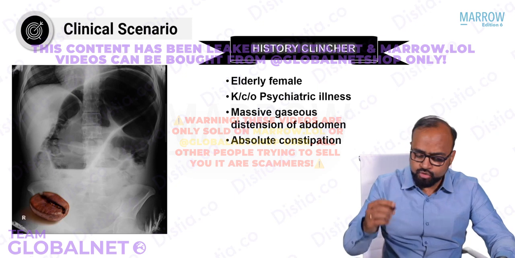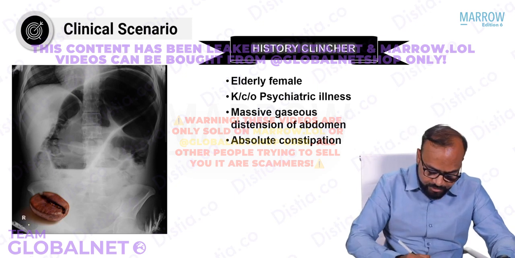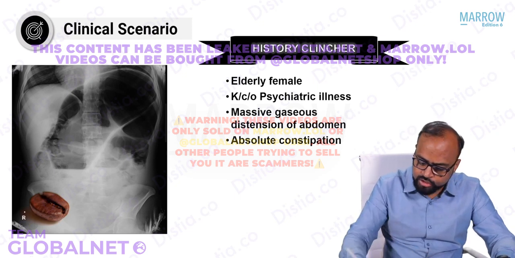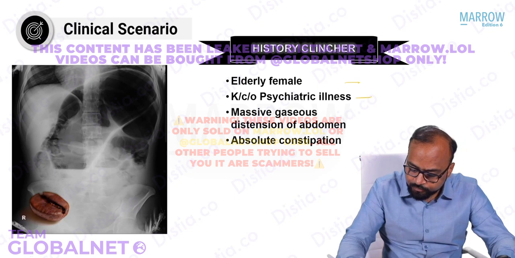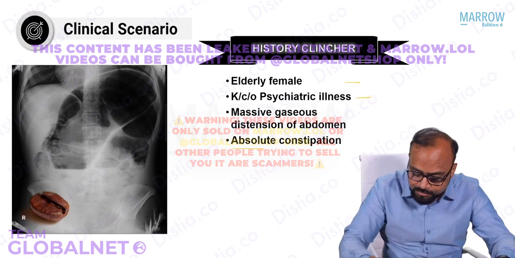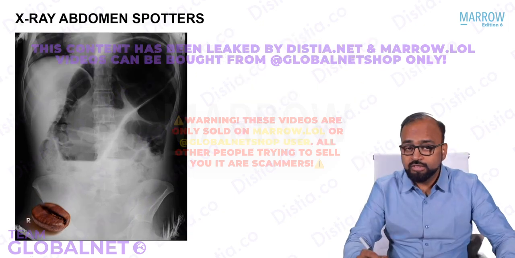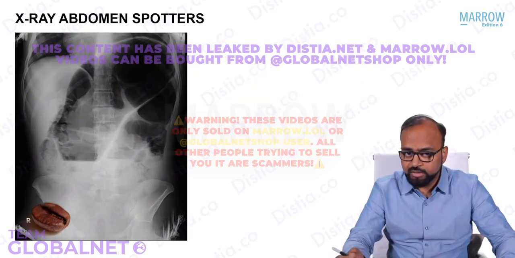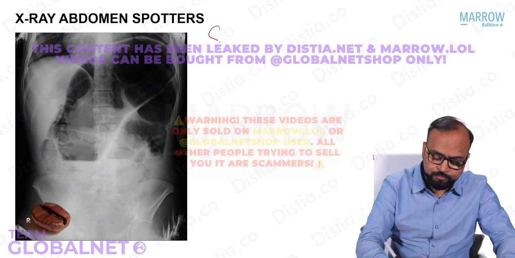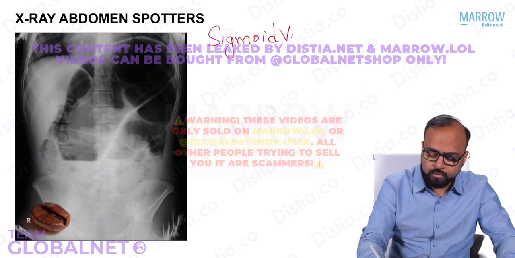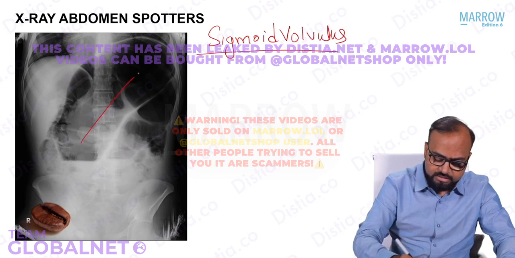What is that? It is an elderly female, a known case of psychiatric illness, presenting with massive gaseous distension of abdomen and absolute constipation. Now, what are the imaging findings seen in a case of sigmoid volvulus? In sigmoid volvulus, we have already seen that there is a massive gaseous distension of bowel loops.